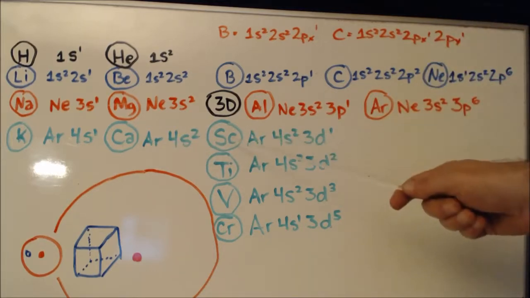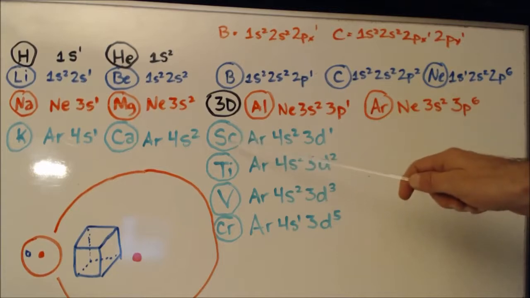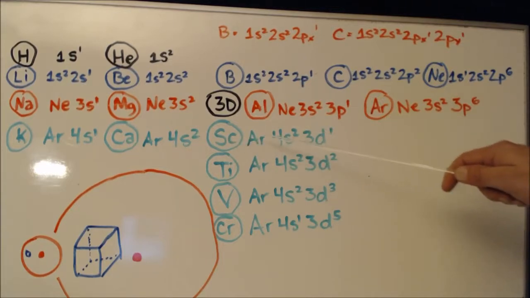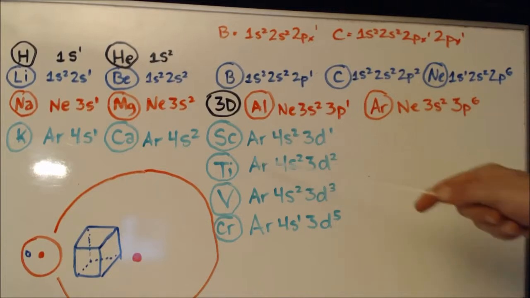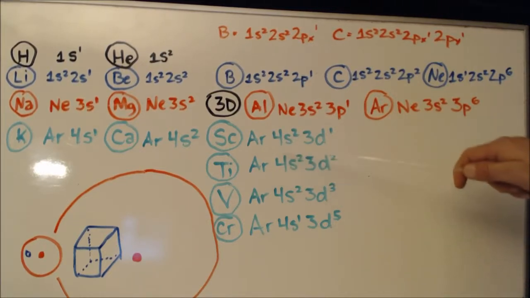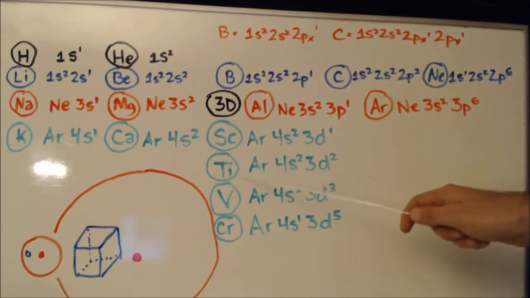Now I went over scandium in the last video, about how when it's at a +3 state, it would actually fill in the d orbital, the 3d orbital, before the 4s2 orbitals. And that's true. But in this case, it doesn't matter which ones get filled in because we're just doing an electron configuration. So it's argon 4s2 3d1.